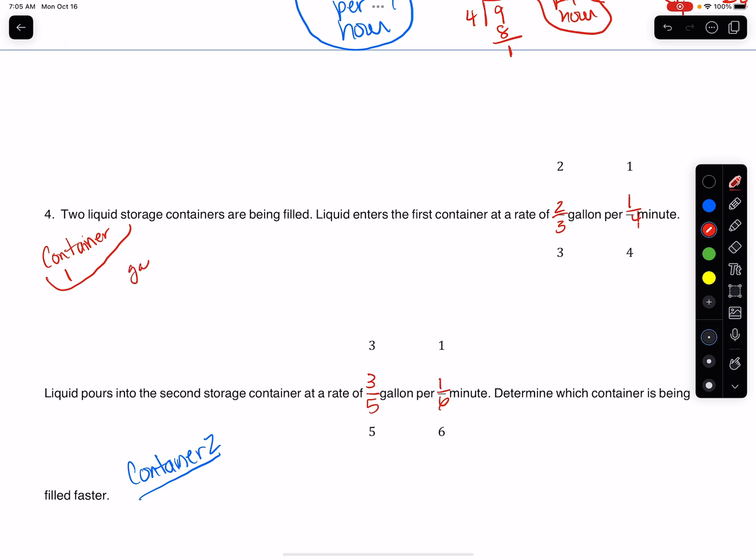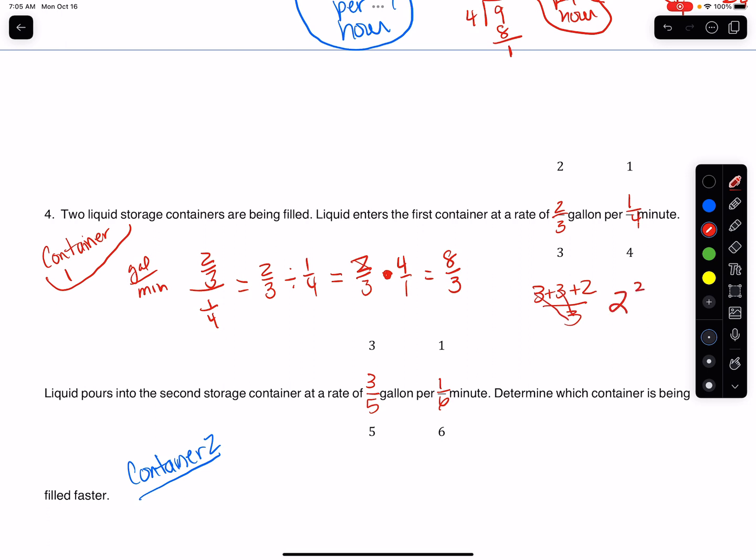We know that it's gallons per minute, so I'm going to substitute in 2/3 gallons per 1/4 minute. That means 2/3 divided by 1/4. To divide fractions, you keep, change, flip, and I end up with 8/3. Pretty sure that that's the thing that we just did. So 8/3 means 3 plus 3 plus 2 all over 3. I have a whole and a whole, so that means I have 2 and 2/3 gallons per minute. You have to have all of that in order to have the correct answer.